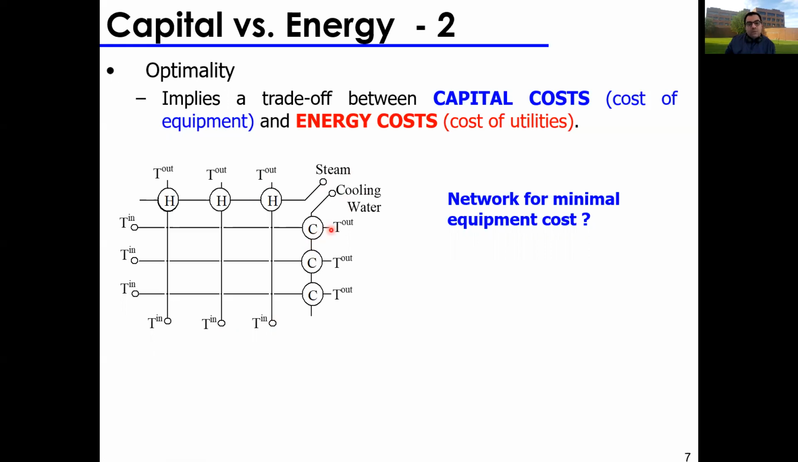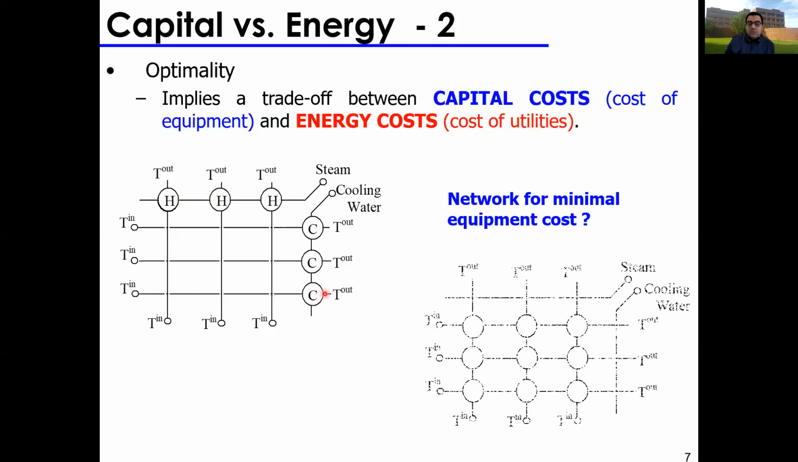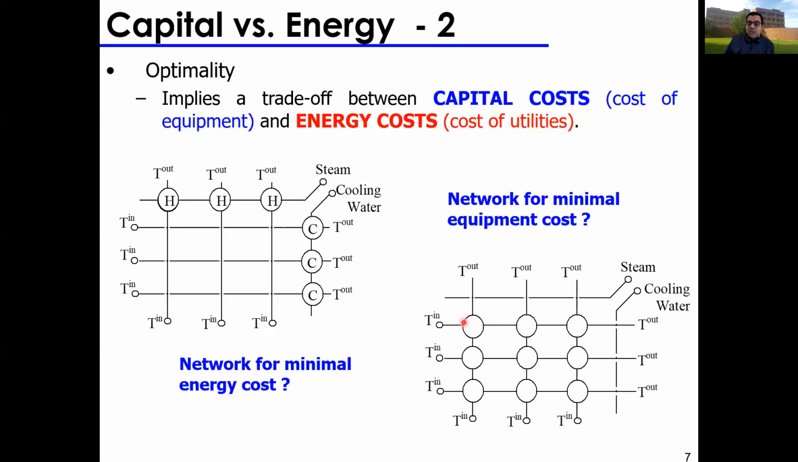So if I set it up this way, where I just install a heat exchanger at the end of each stream, so I have 6 heat exchangers, does this really have the minimum equipment cost? Yes, it does have the minimum equipment cost, because the alternative would be to install 9 heat exchangers, 1 at every intersection. However, that one has the minimal energy cost. If I install 9 heat exchangers, I'm going to get the best energy recovery. I'm not wasting any energy, so I have my best energy integration.